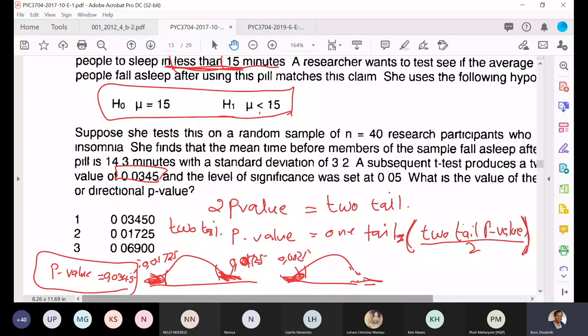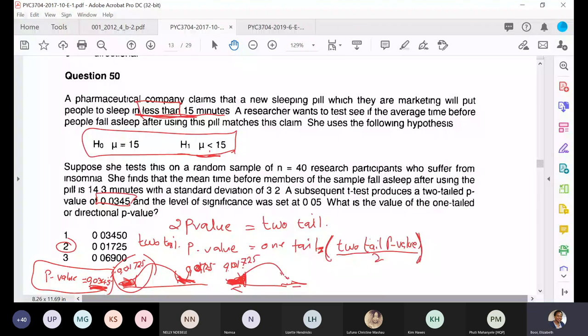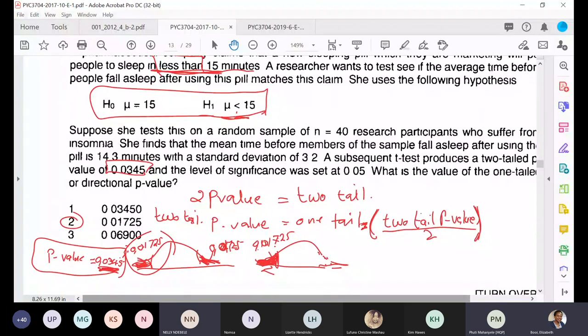So you can see that because this is a two-tail, there are two p-values actually. One on the lower side and one on the upper side, which make up that p-value. If I'm looking for one side, which is only the side of the less than based on my question, it means I'm looking for this side, which is 0.01725. That is my p-value, which means it's option number 2. Understood? Is it clear? Confusing? Very clear for me.